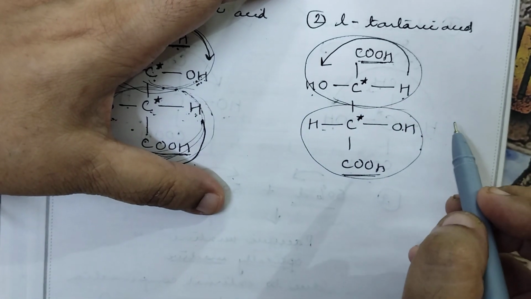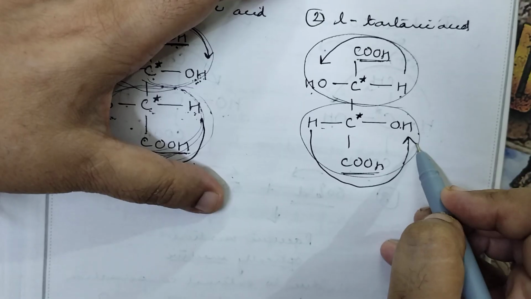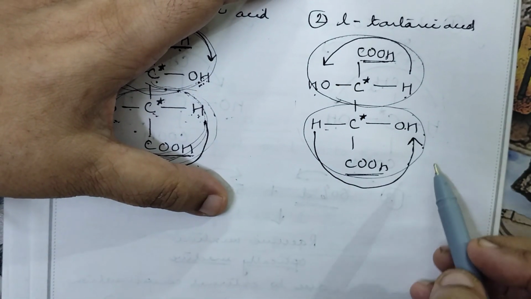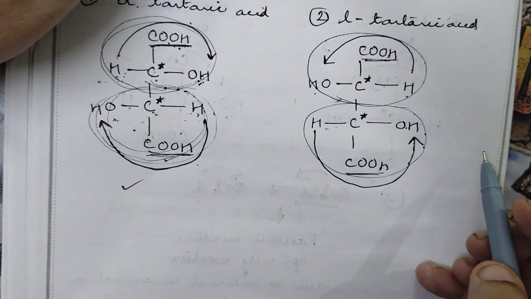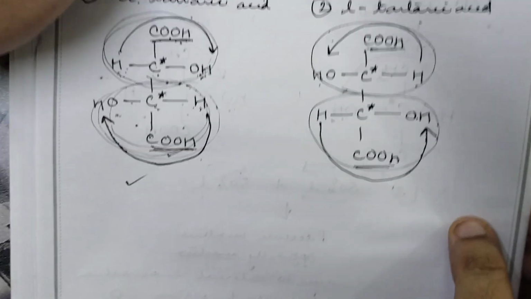This is a bigger molecular mass group. So hydrogen to hydroxyl, you will make an arrow like this, and you can see that it is anti-clockwise direction or left hand side rotation. So this is L-tartaric acid.